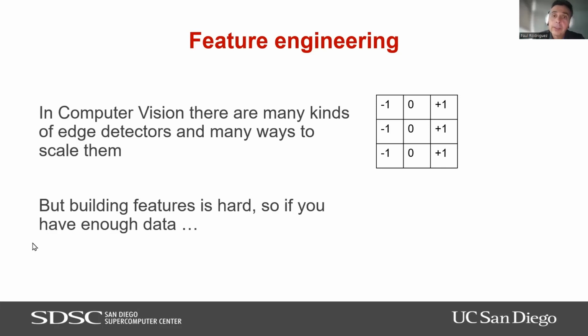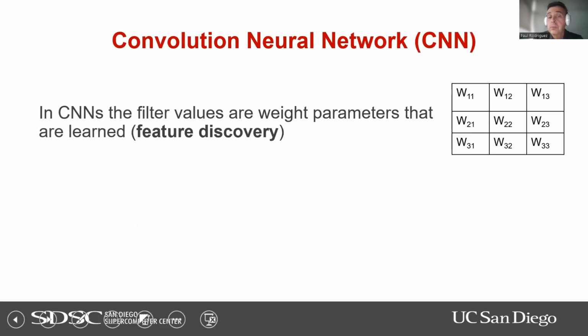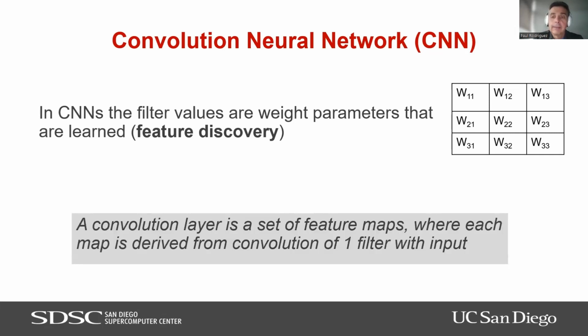So instead of trying to build the features by hand, if you have enough data, you can just use weight parameters. And in this case, we're going to ask a neural network to find values for those weights. So in a convolutional network, the filter values are the weight parameters, and those are going to be learned. And that's what we mean by feature discovery. A convolution layer is a set of feature maps where each output map is derived from the convolution of one filter with the input. Okay, so we're going to see what that looks like in a second.